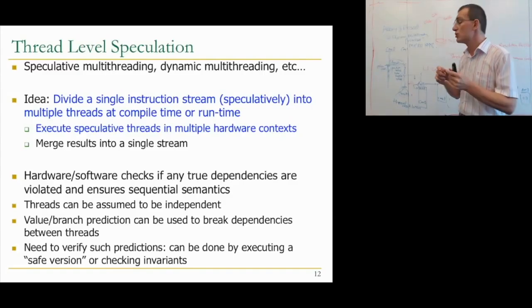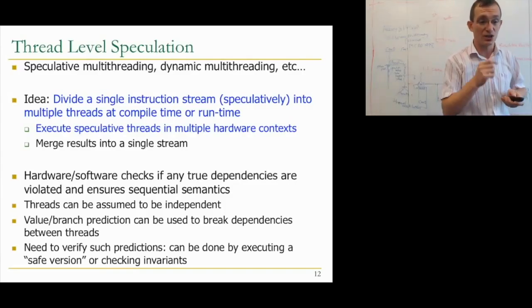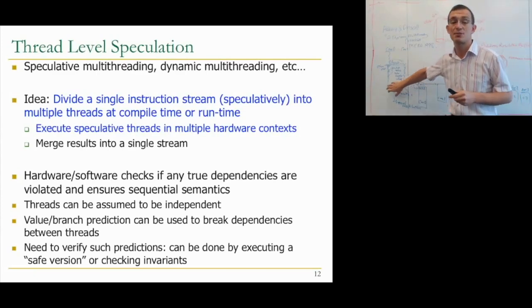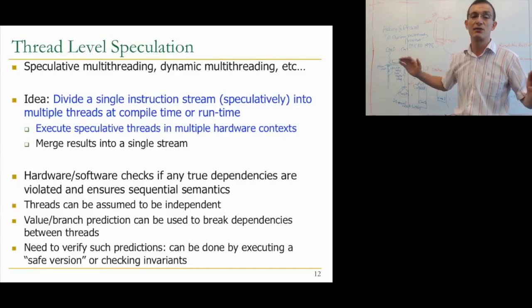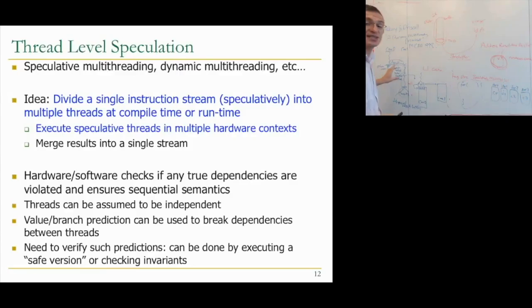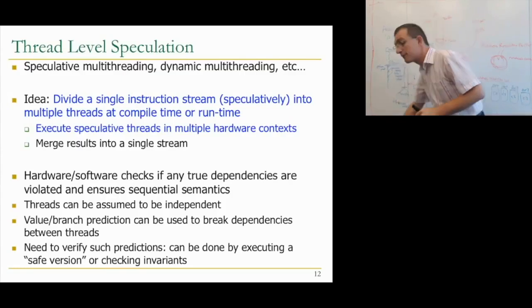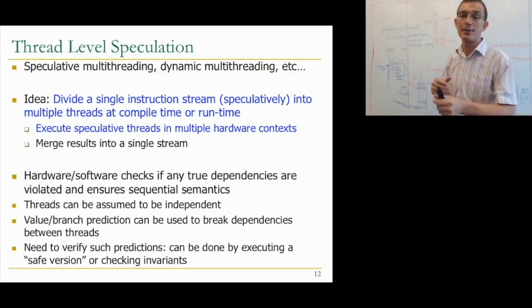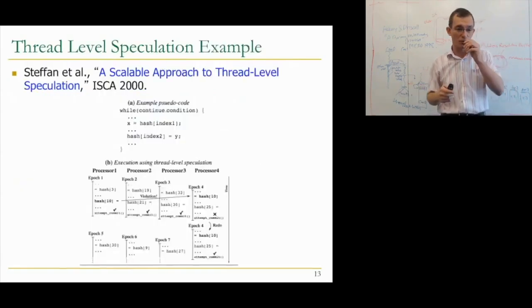So basically, you can use value prediction to break dependencies between threads, and similarly, you can use branch prediction too. Of course, you need to verify such predictions in the end, because remember, this is a single instruction stream that we're speculatively parallelizing. And you can verify these predictions by executing a safe version somehow. Maybe you always execute the safe version, and also by checking some invariants. We'll see one of those approaches, and you can think of other approaches.